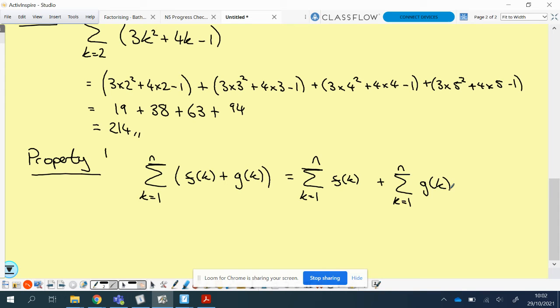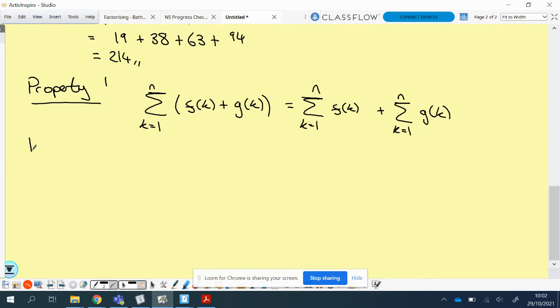So if you've got 2 functions that are getting added together, then you can split them up and take each sum separately, then add up your final answer. That's just what that property is highlighting there. What we'll do is we'll prove this.